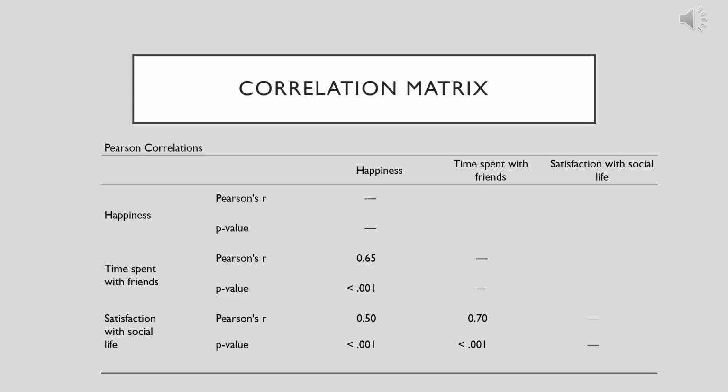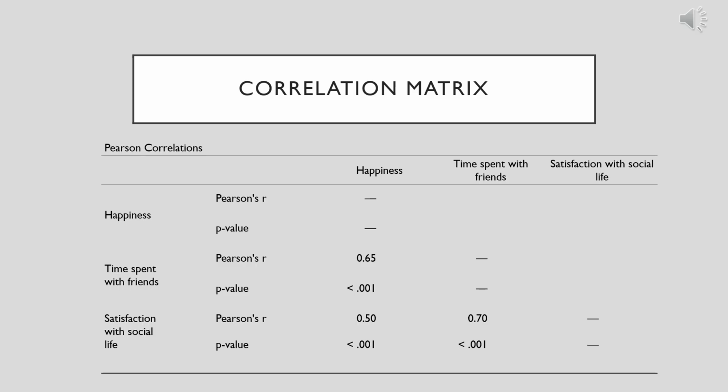Okay, now we jump over to another column, which is time spent with friends, and the only Pearson's R that's available to us here is satisfaction with social life. Why is that? Because we already know what the correlation between time spent with friends and happiness is. That appeared in the second row and the column for happiness, 0.65. So we don't need the same value above in the time spent with friends column and the happiness row because we already know what it is.